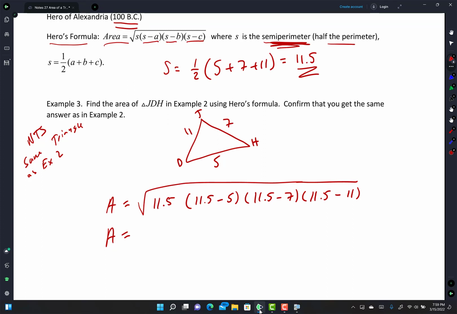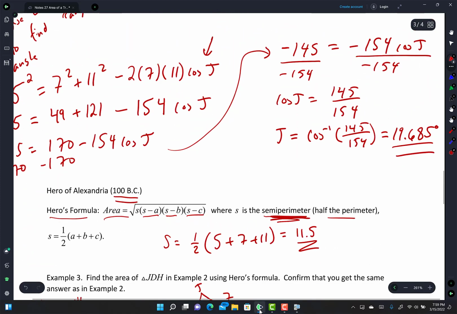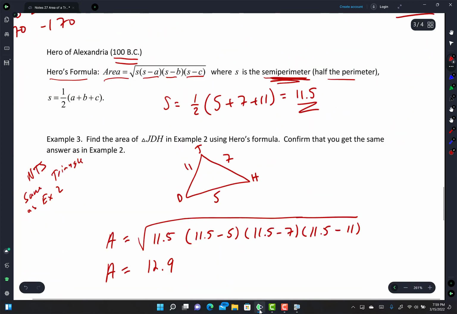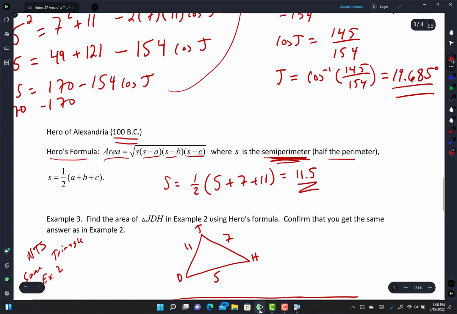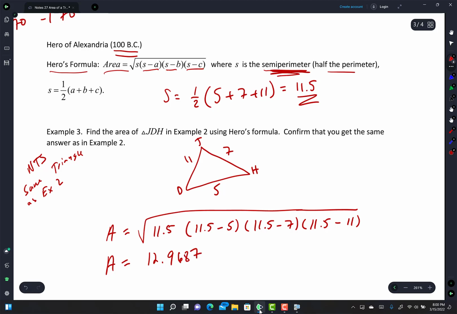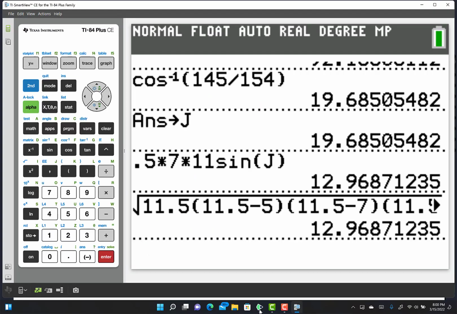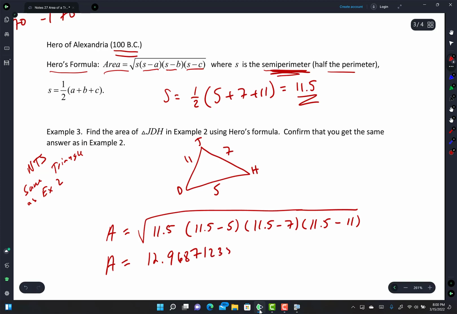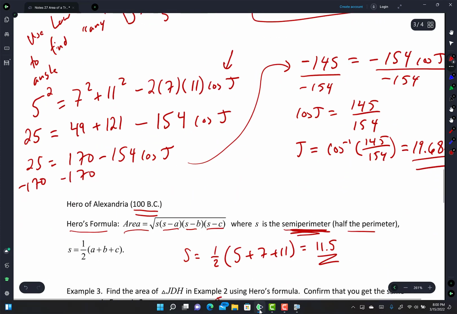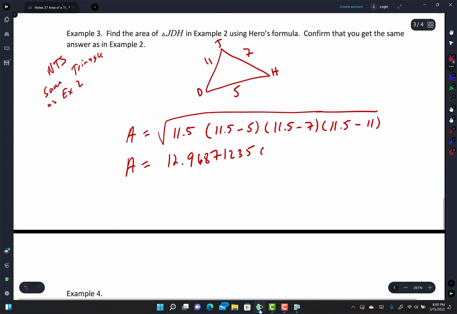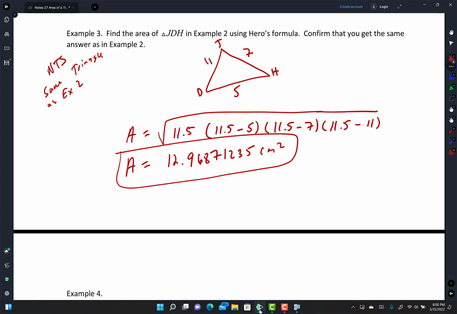Wow, how did he do it? This guy must have been super mega smart. What was it? 12.9687 1235. Same, guys. I forgot to put the units, square centimeters. All right. I think that's amazing. I think that is awesome.